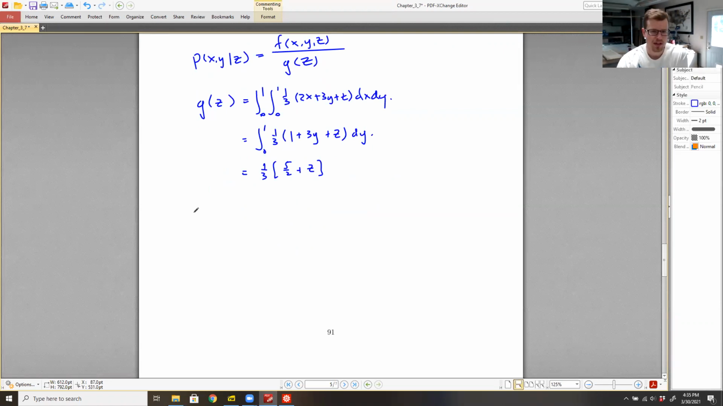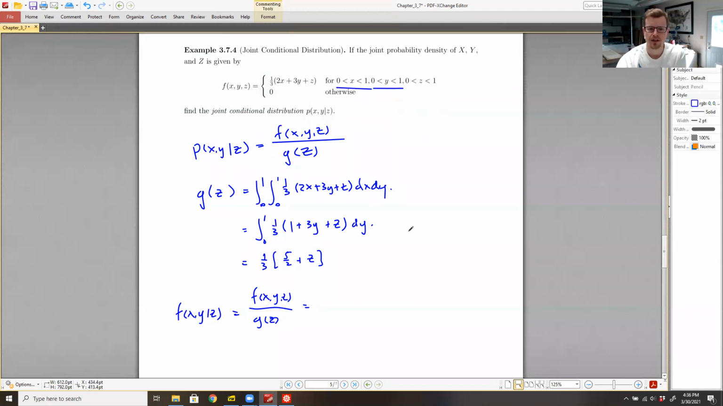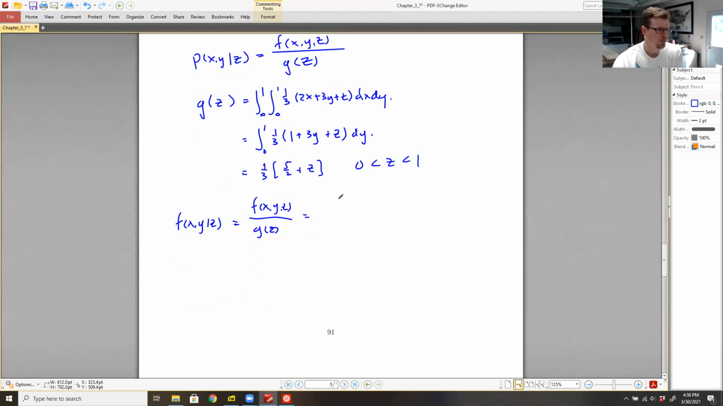All right, so that tells us that f of x, y given z is equal to f of x, y, z divided by g of z. And this is defined for, if we take a look here, g of z, this gives us z values between 0 and 1 because it's going to be 0 everywhere else. So we're always looking at z values between 0 and 1.